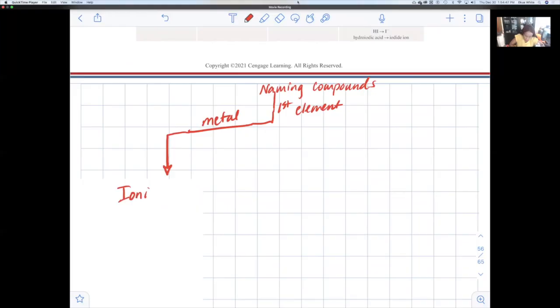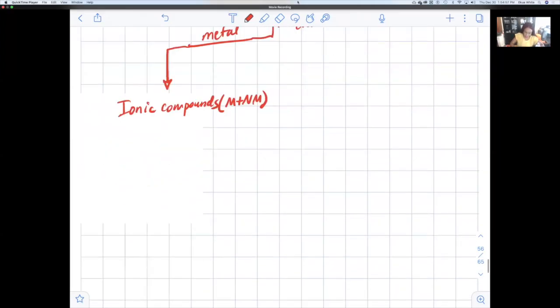So what I want to do here is start with naming compounds, right? I'm going to write shorthand. I'm summarizing what we covered so far. If our first element is a metal, then you want to follow the path to the left. The path to the left leads you to ionic compounds. Remember, ionic compounds are the ones that are made up of metal plus non-metal. The first element is the metal, and that's how you identify it.